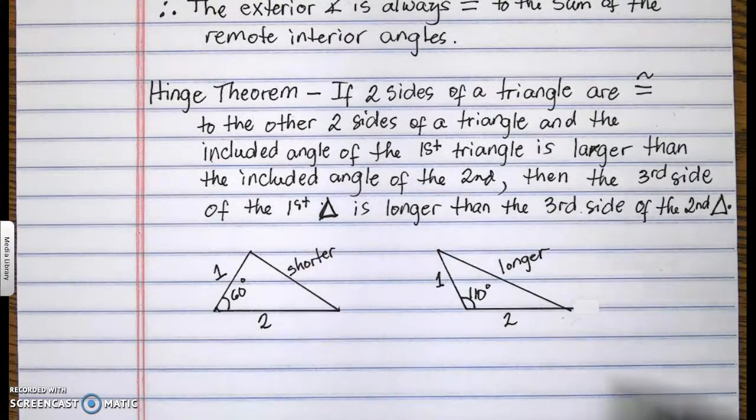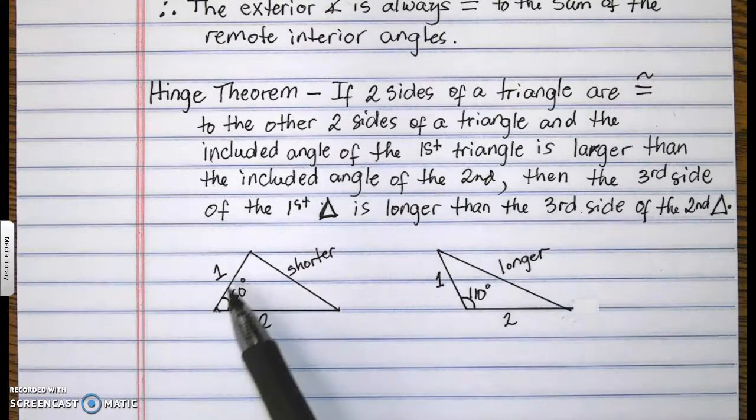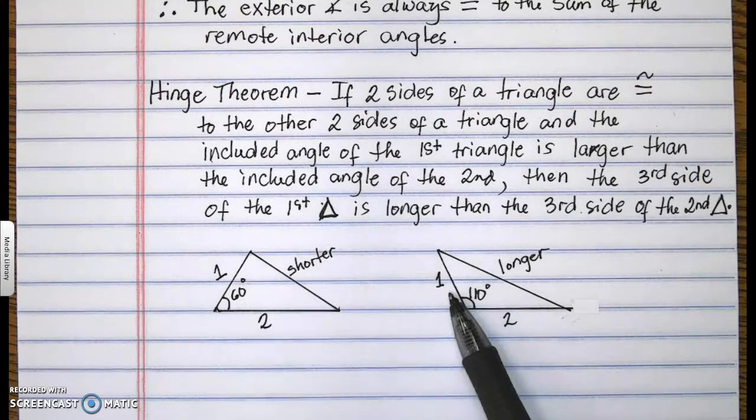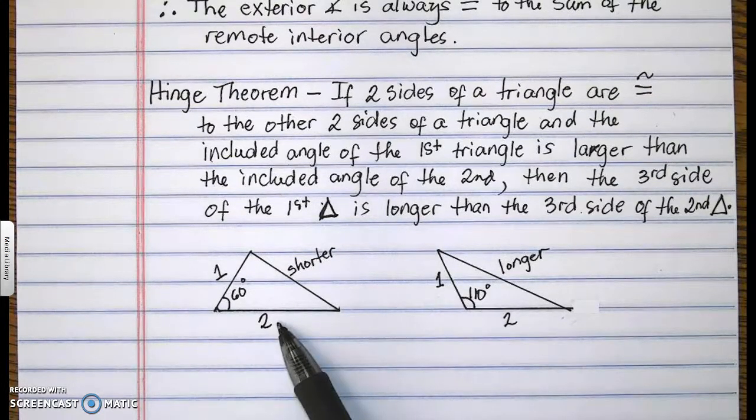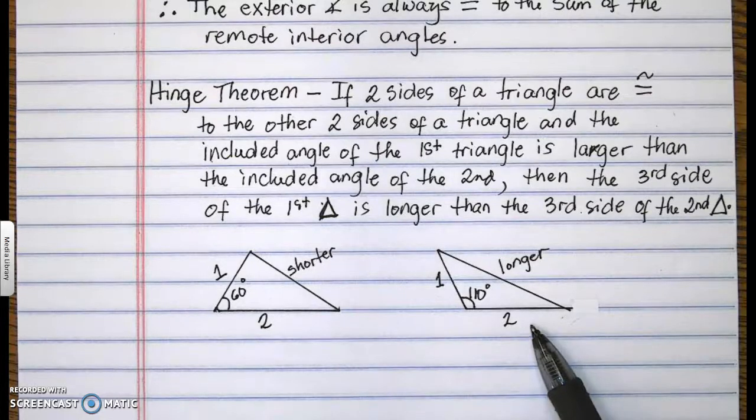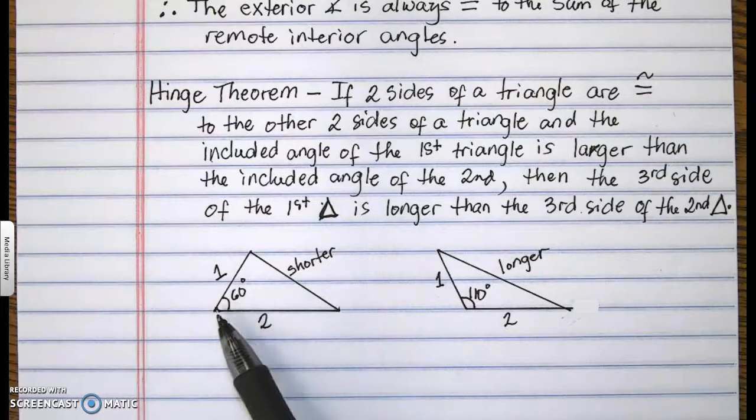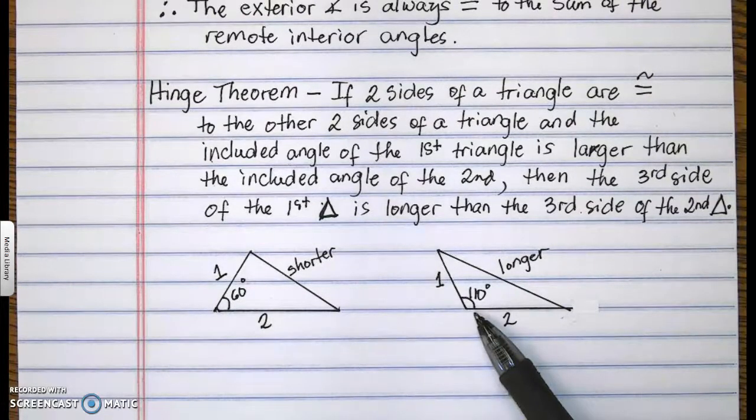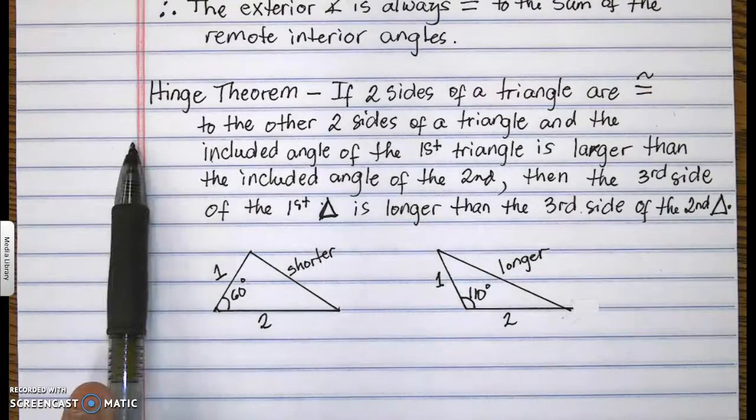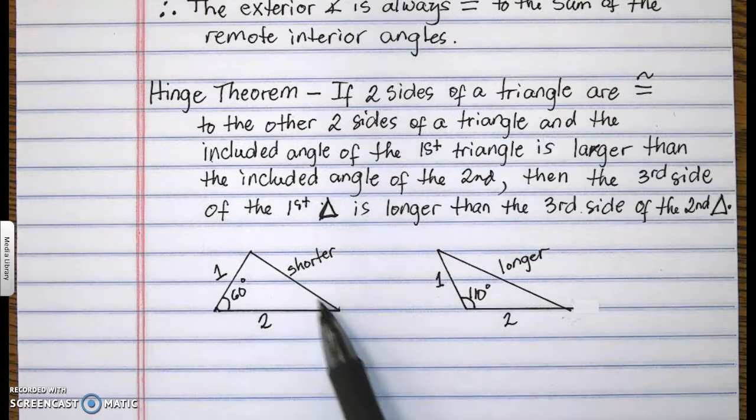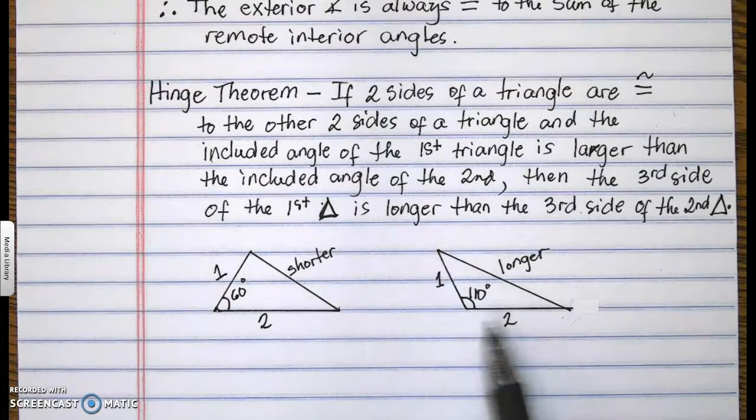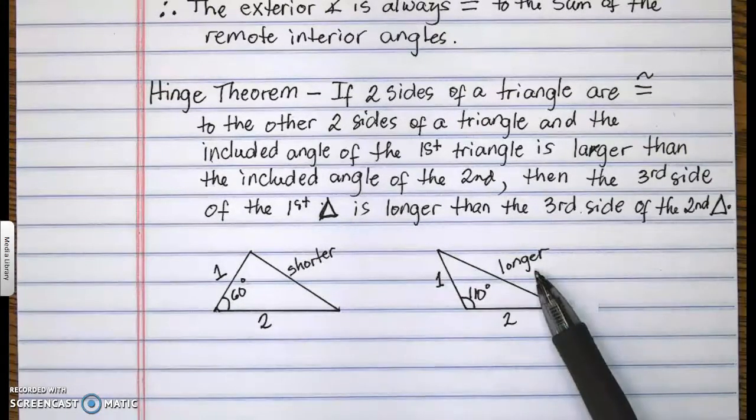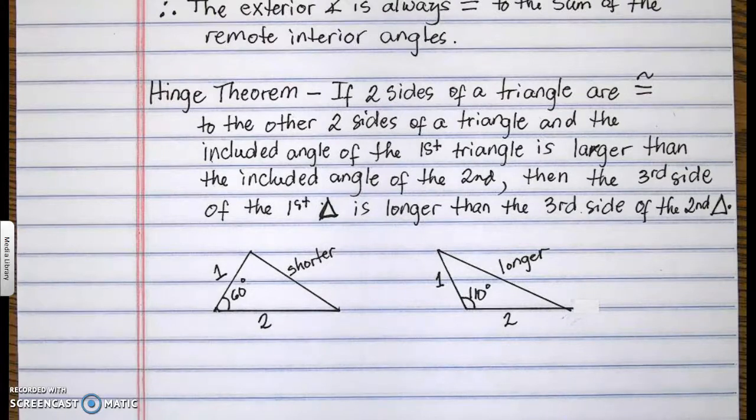The example for the hinge theorem goes like this. If side 1 is congruent to the side 1 of the second triangle and side 2 of the first triangle is congruent to side 2 of the second triangle, but the included angle on the first one, let's say, is 60 degrees, and the included angle on the second one, let's say, is 110 degrees, you can conclude by the hinge theorem that the opposite side to the smaller angle is going to be a shorter side, and the opposite side to the bigger angle is going to be your longer side. And that's the meaning of the hinge theorem.